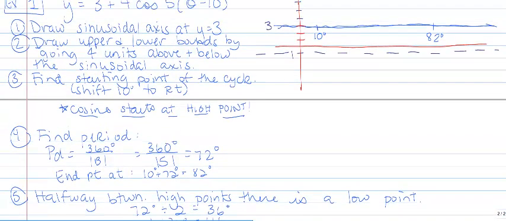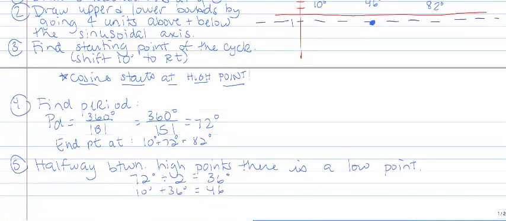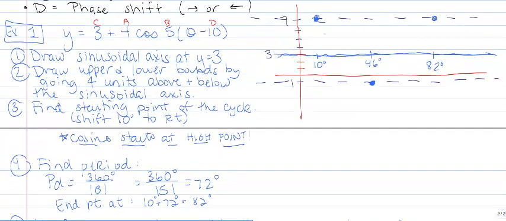So now let's go up here, and halfway, put your 46 degrees. And again, we said that that was a low point. So here we go on our lower bound, so our lower dashed line, that's our low point. So you guys can kind of see already there's the dip. Now, to be very precise, we want to see where it crosses the sinusoidal axis. So then if you look in the graph, halfway between each high and low point, it's going to cross the sinusoidal axis.